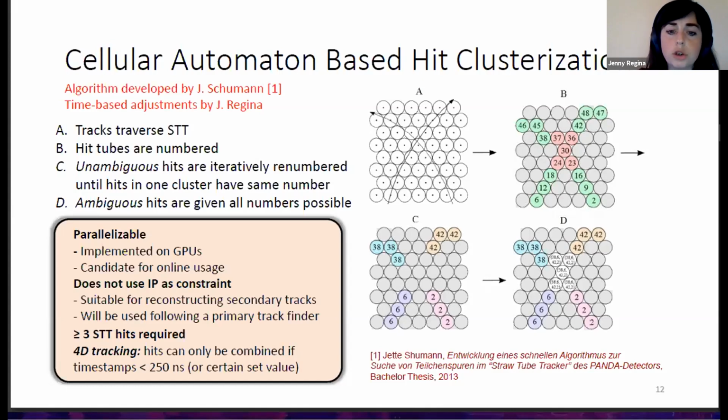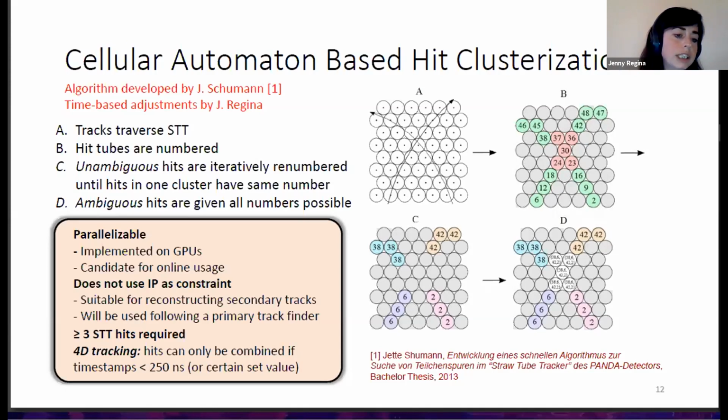And all the tubes which have fired are iteratively renumbered until they have the lowest possible number within the entire bunch or within its neighborhood. So this is illustrated in figure C. And the ambiguous hits are given all numbers possible, and they are dealt with at a later stage, after a track has been fitted to the clustered hits.